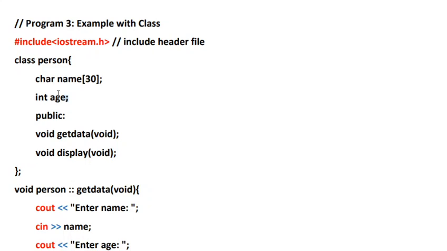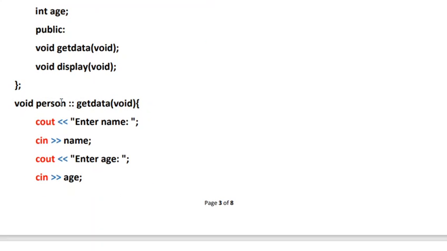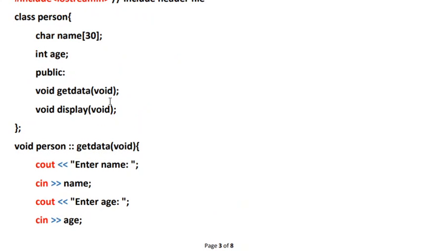Since the access specifiers are not provided, as I've already said, if you go through the theory classes, you'll find that by default the access specifier of the members of the class will be private. So name and age are private members, and I have two functions, get data and display. These are placed in the public section of the class person. Okay, so the class declaration terminates here.